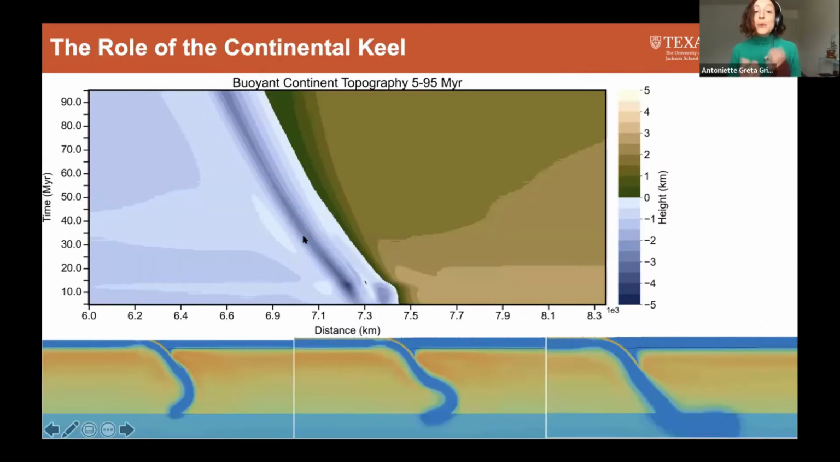And we can see that in the slide over here. So at the top, we have the topography. On the y-axis, we have the time, on the x-axis, we have distance, and in blue and white is everything that is below 0 kilometers, and in green and brown is everything that is above 0 kilometers for a model that has no heterogeneity implemented in it at all.